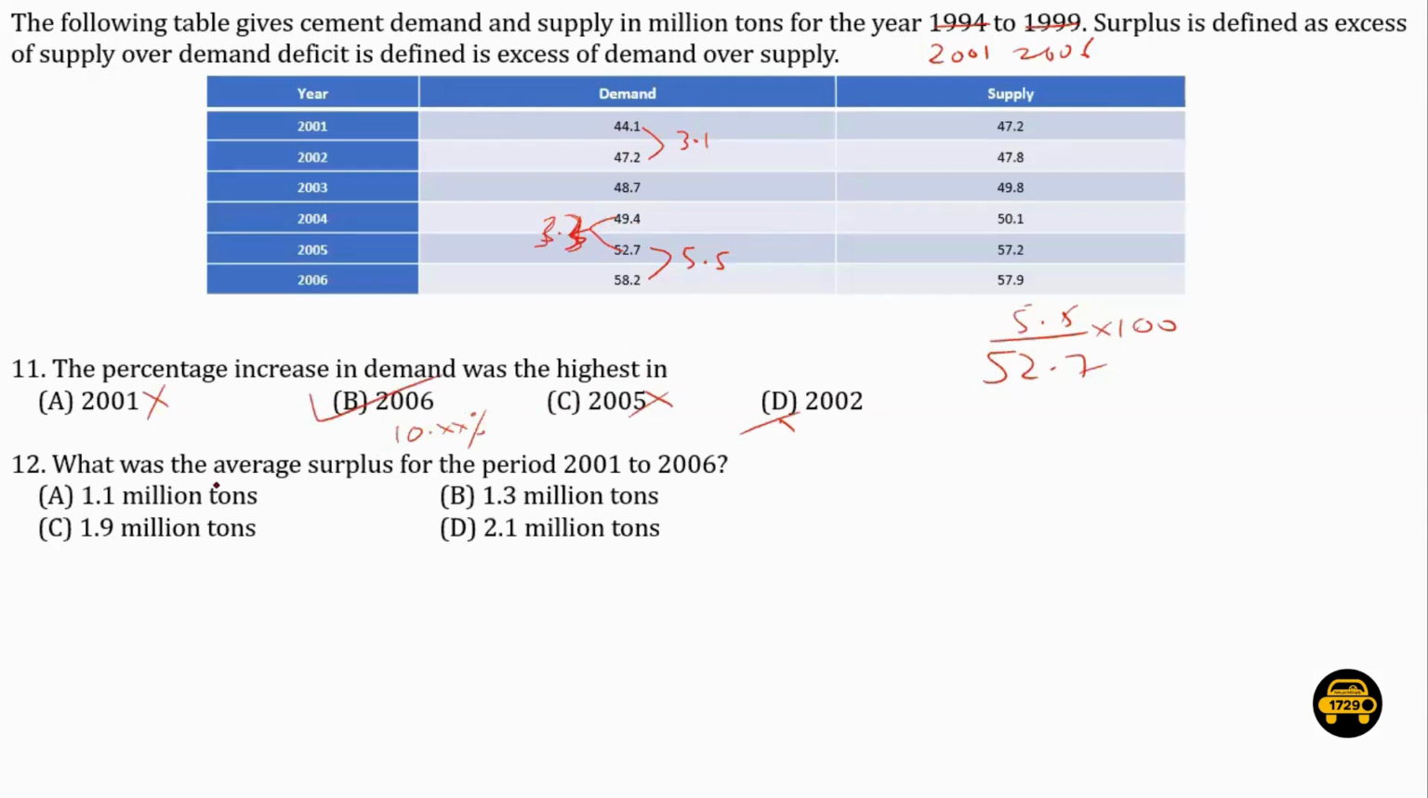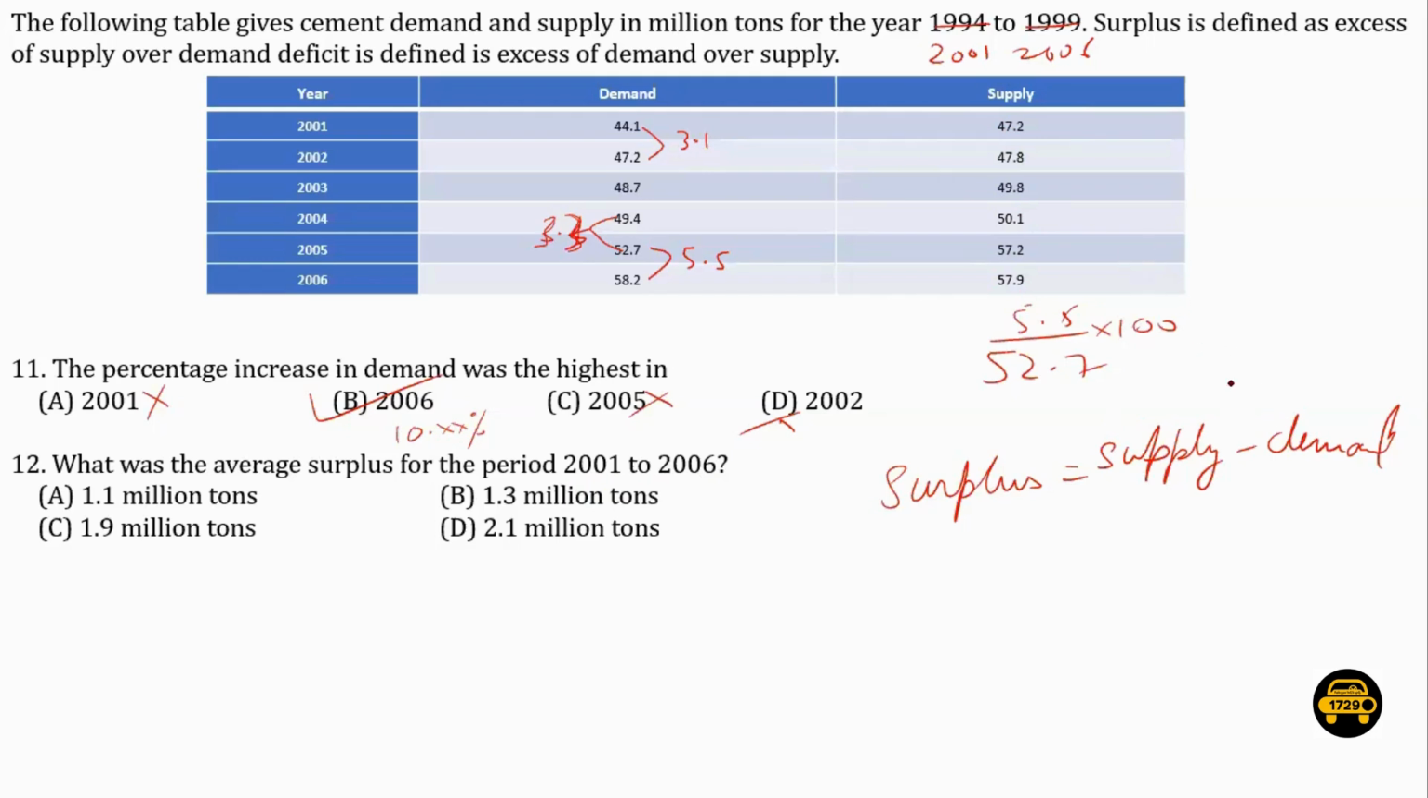Now the next question: what was the average surplus for the period 2001 to 2006? If we have to calculate the average surplus, what do we know about surplus? Surplus is basically supply minus demand. There are two ways to go about it. Either we add all the supply values and all the demand values, total supply minus total demand, or we do it individually. Whatever method we follow, we need to find the total surplus, that is, the difference between total supply and total demand.